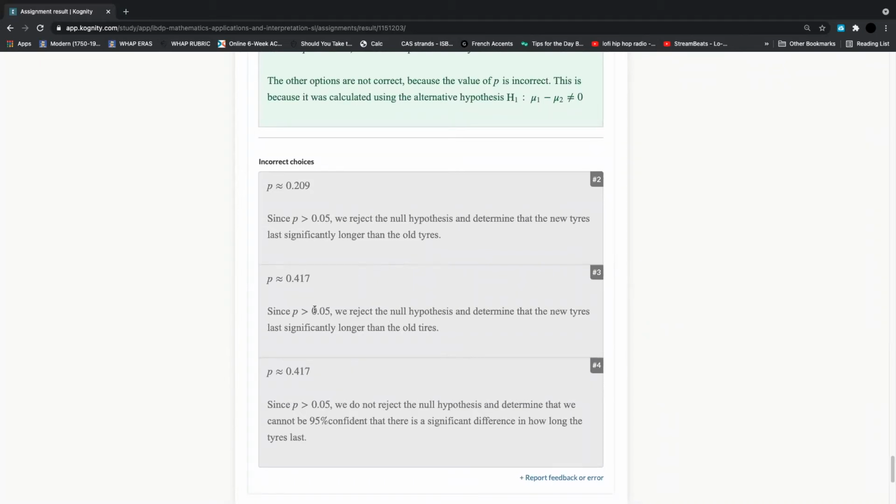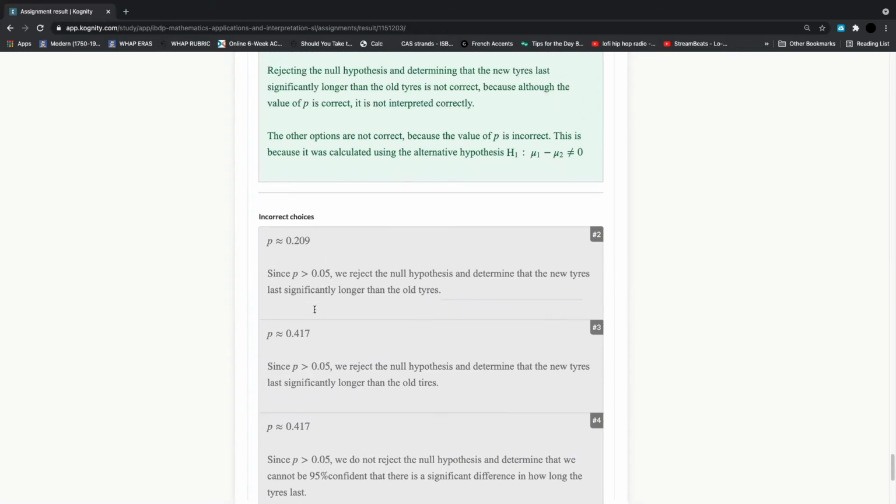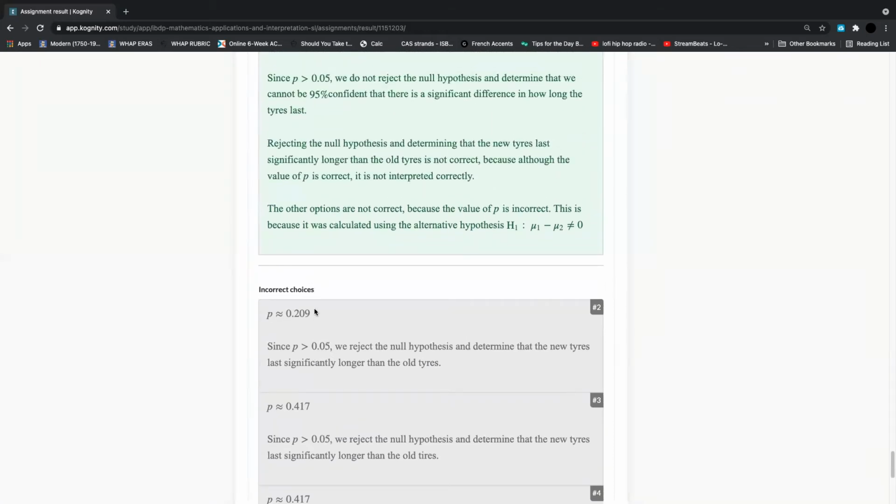Since P is greater than 0.05, we reject the null hypothesis. That automatically is incorrect because we know that the P value has to be less than 0.05 in order to reject the null hypothesis. Same deal over here. Since P is greater than 0.05, we have to accept and keep the null hypothesis, which is why this is incorrect as well.